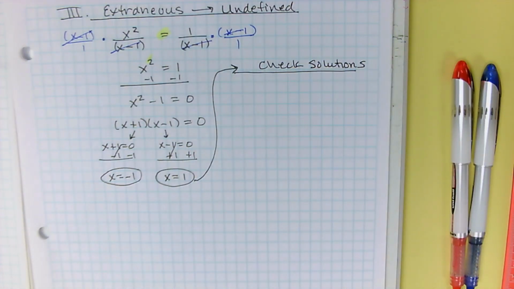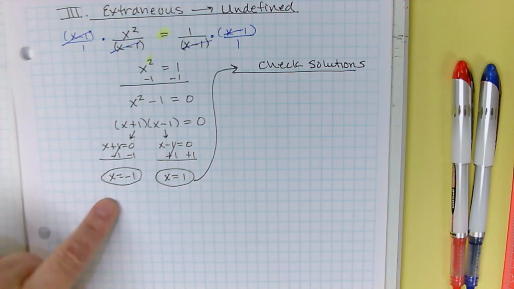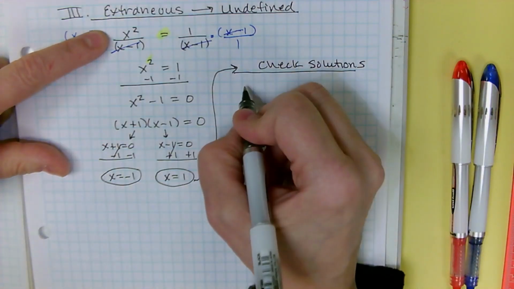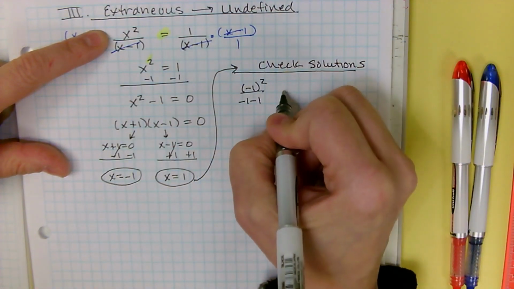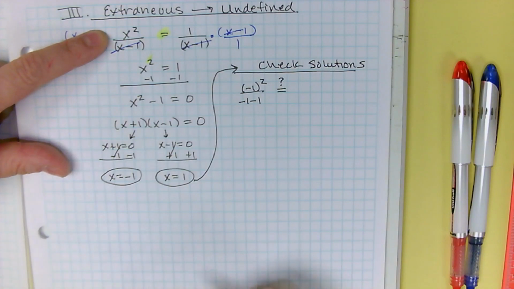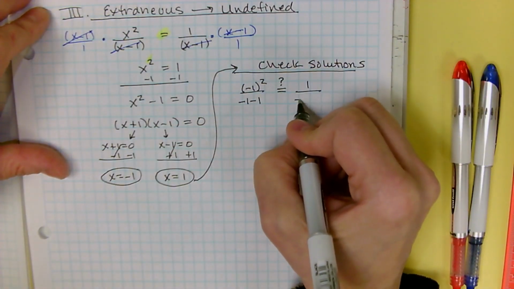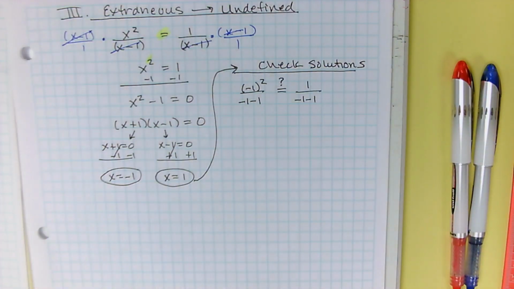You want to go back to your factored form. That's usually the easiest. And let's start with the negative 1. I'm going to substitute it into the original equation. So that gives me negative 1 squared over negative 1 minus 1. We want to know, is that equal to 1 over negative 1 minus 1? So all I did was replace x with a negative 1.